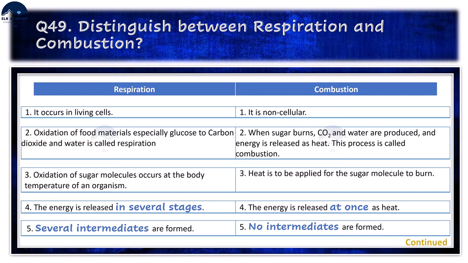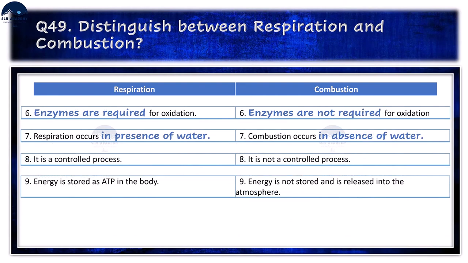In respiration, oxidation of sugar molecules occurs at the body temperature of an organism. In combustion, heat is to be applied for the sugar molecule to burn. In respiration, the energy is released in several stages. In combustion, the energy is released at once as heat. In respiration, several intermediates are formed. In combustion, no intermediates are formed. In respiration, enzymes are required for oxidation. In combustion, enzymes are not required for oxidation.